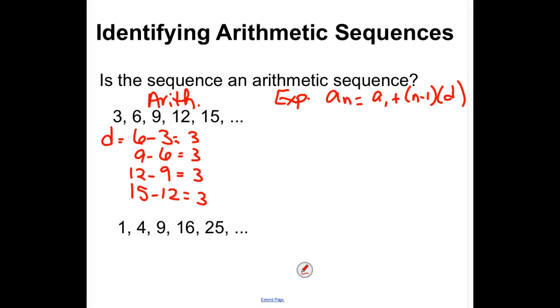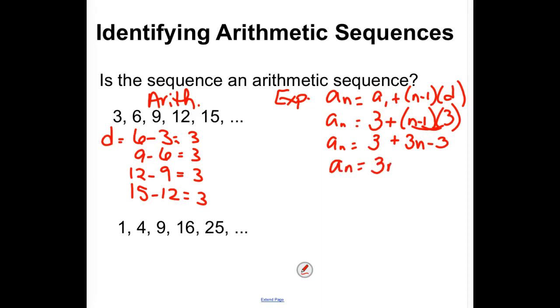Well, what's our first term? 3. And what's our d value? 3. All right. It's not usually the same number, but in this case, it worked out that it was. Simplifying that, we would want to distribute this 3. So we get 3n minus 3. If we add that to the initial 3, it simplifies to what? Just 3n. Okay, that is an explicit rule.